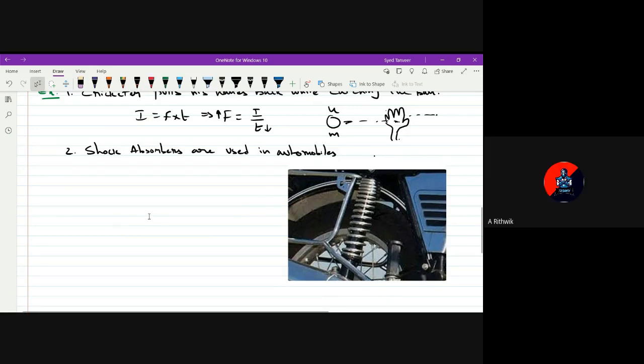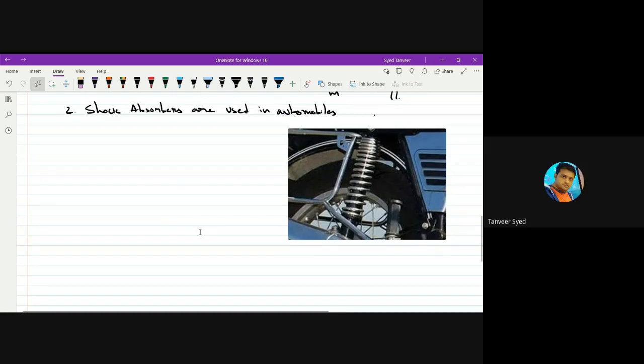Off-road bicycles and off-road cars have this. Oh, yes.